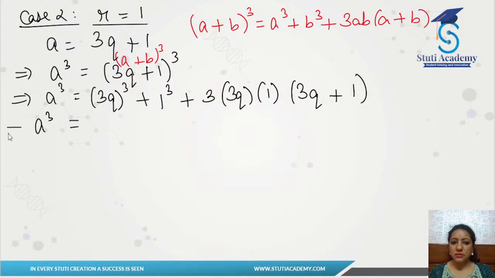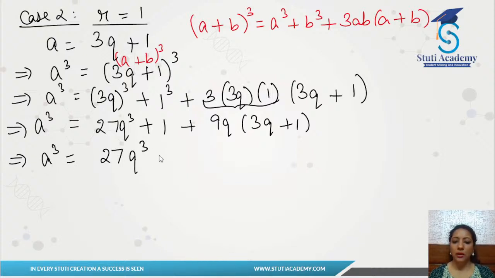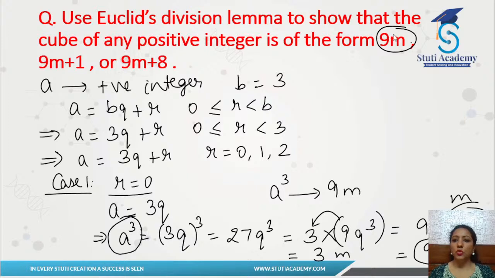Let us now simplify this. We'll get this as 27q cube plus 1 cube, which is 1. Now this would be 9q, and 9q we are going to multiply with 3q plus 1. So in the next step, I'm going to take this 9q inside the bracket. So I'll get here a cube is equal to 27q cube plus 1, and this we are going to take inside. We will get 27q square, and this also we'll multiply with 1. We'll get 9q. Now as per the question, we need to put this either in the form of 9m or 9m plus 1 or 9m plus 8.